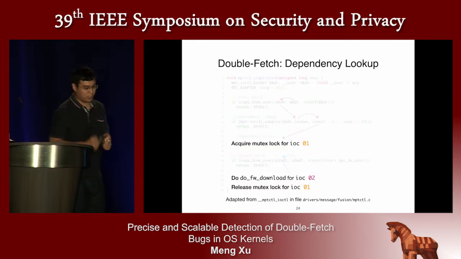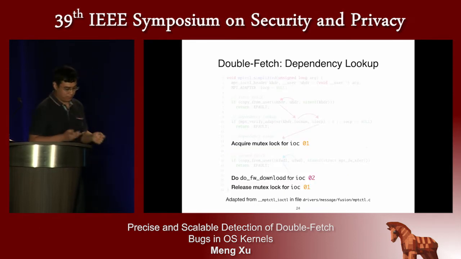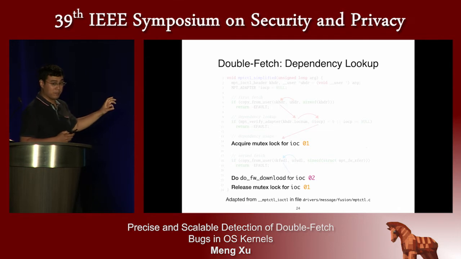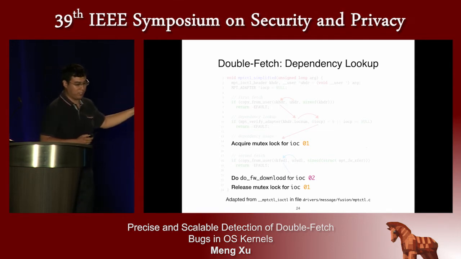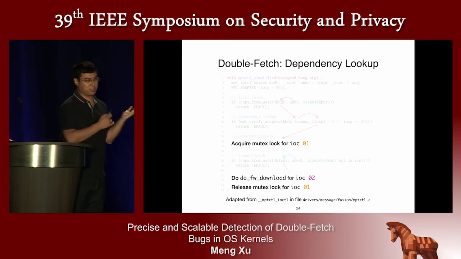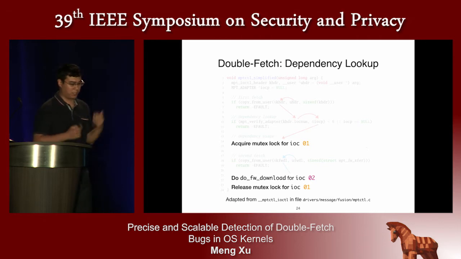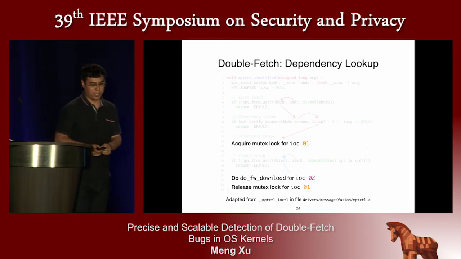So what can actually go wrong is that the IOC number of the 2 different fetches can be different. So what effectively you're doing is that you are doing this FW download on IOC number, device number 2, but with the lock of device number 1 acquired. So it's up to the attacker to think about how they can abuse these kinds of things.